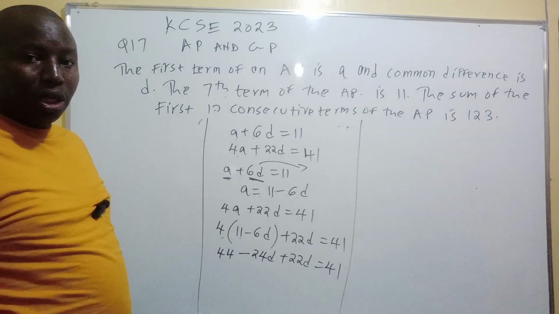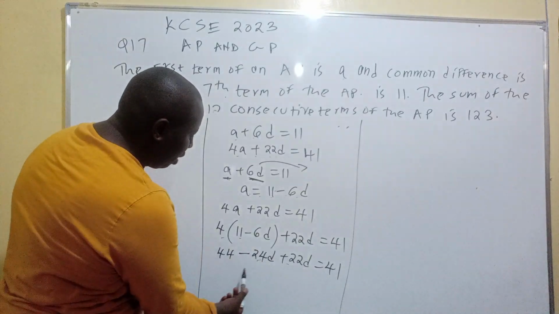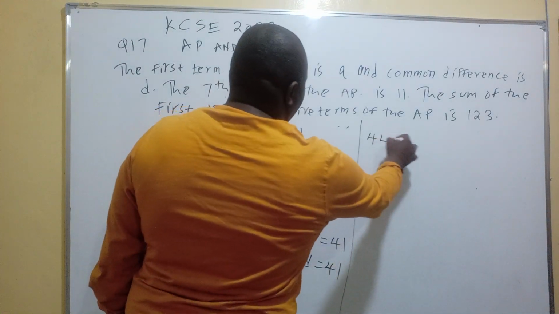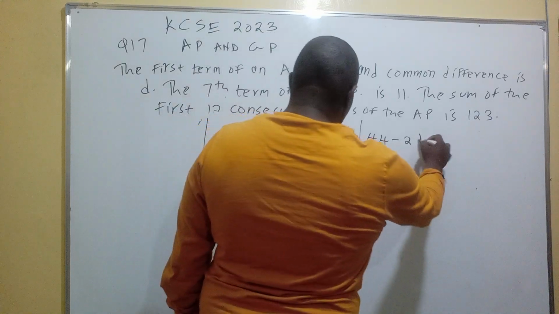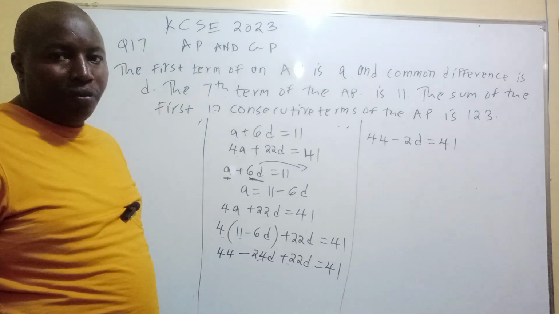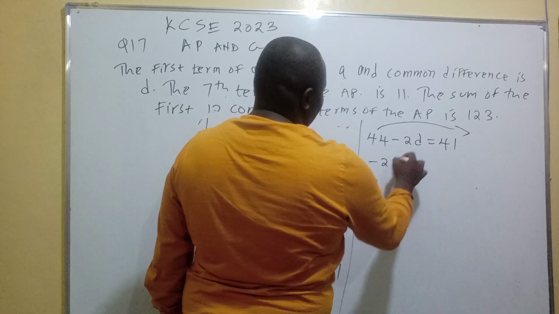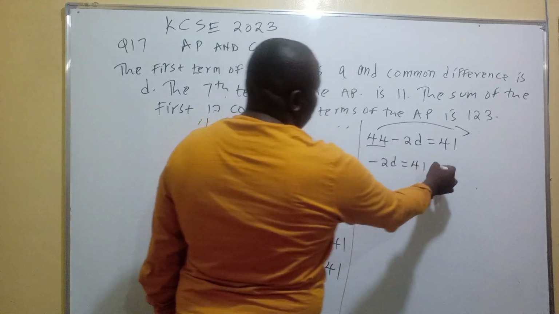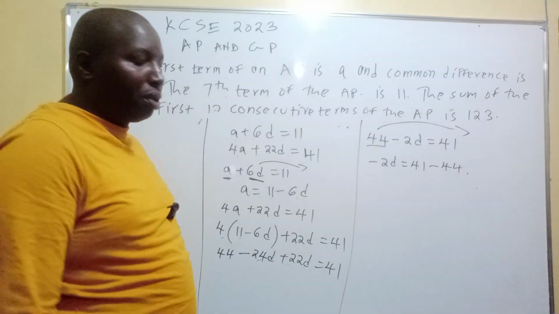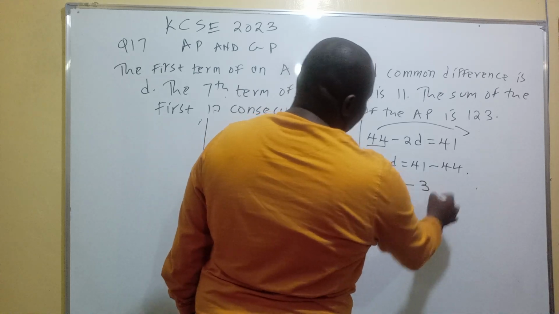So 44 minus 24D plus 22D equals 41. Now you can work out minus 24 plus 22, that becomes minus 2. So 44 minus 2D is equal to 41. Take 44 to the right hand side. Because this was positive, on the other side it becomes minus, so you subtract 44. So minus 2D is equal to minus 3.